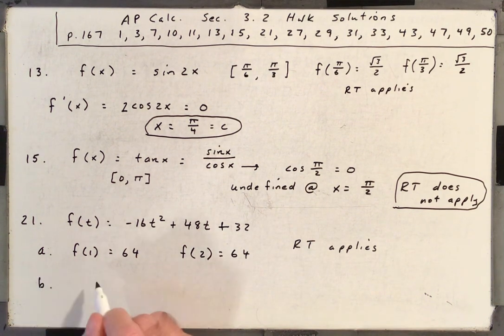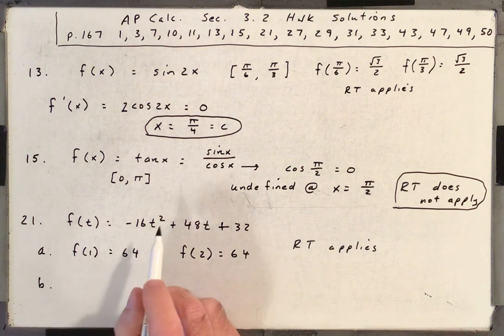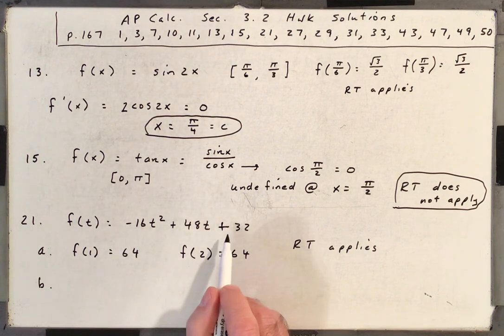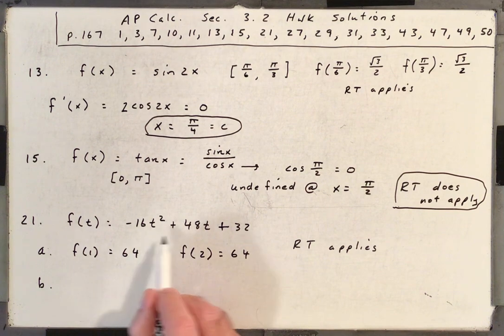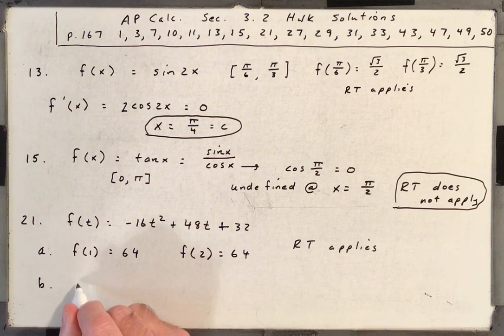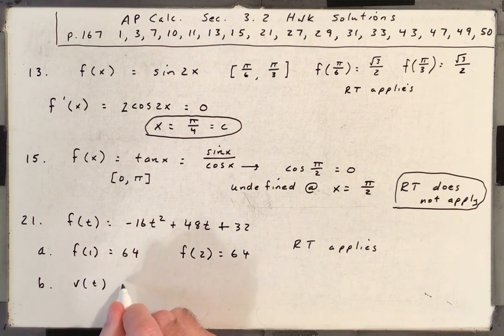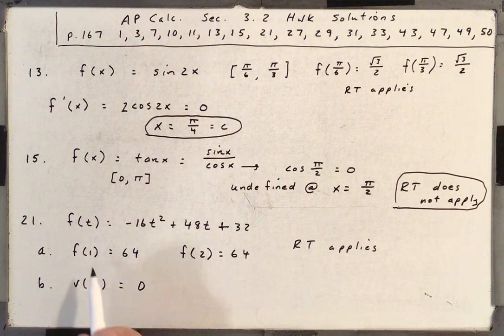Part B says, according to Rolle's theorem, what must the velocity be at some time in the interval between 1 and 2? Okay, so this is the position function, the velocity function. You don't even have to do any work here. We know that the theorem says that the derivative is equal to 0 at some time between 1 and 2. So v of t has to be 0, according to Rolle's theorem, between 1 and 2 seconds.